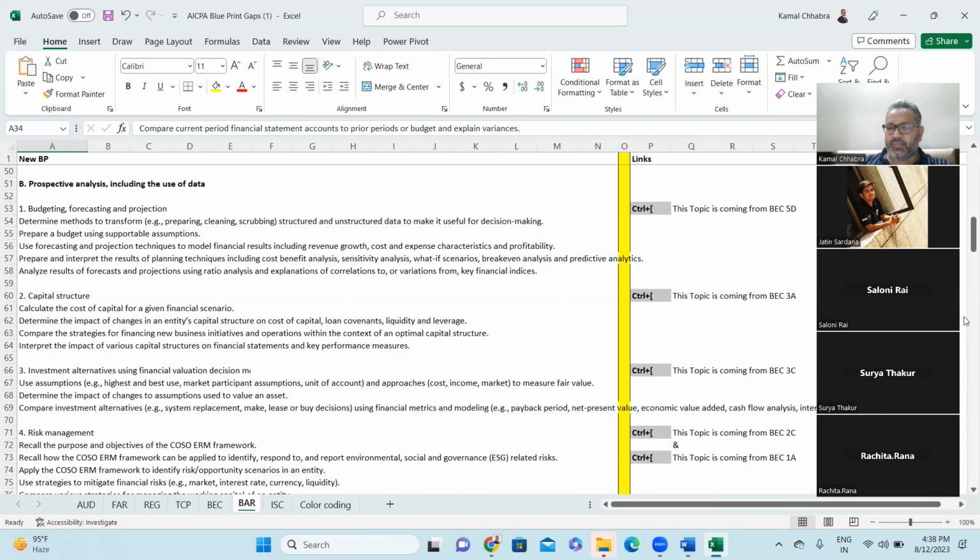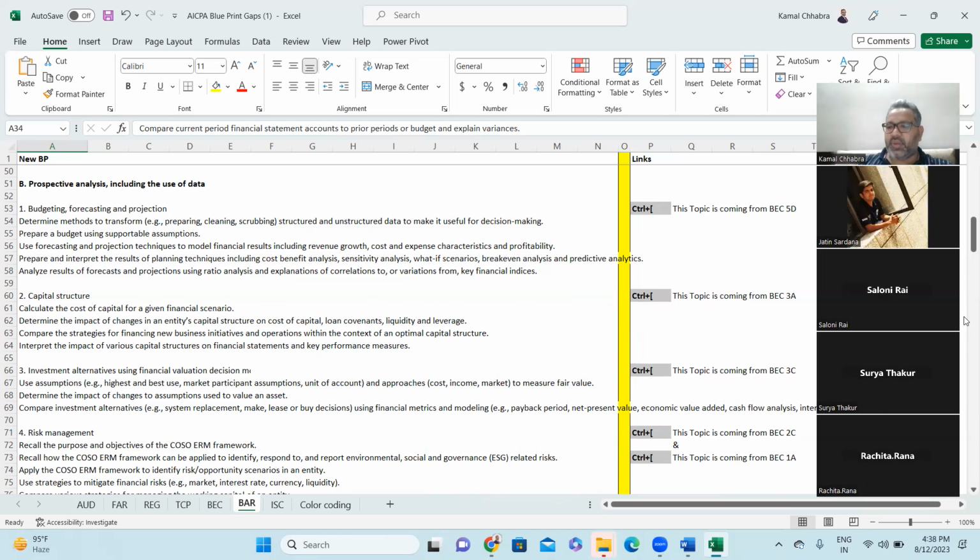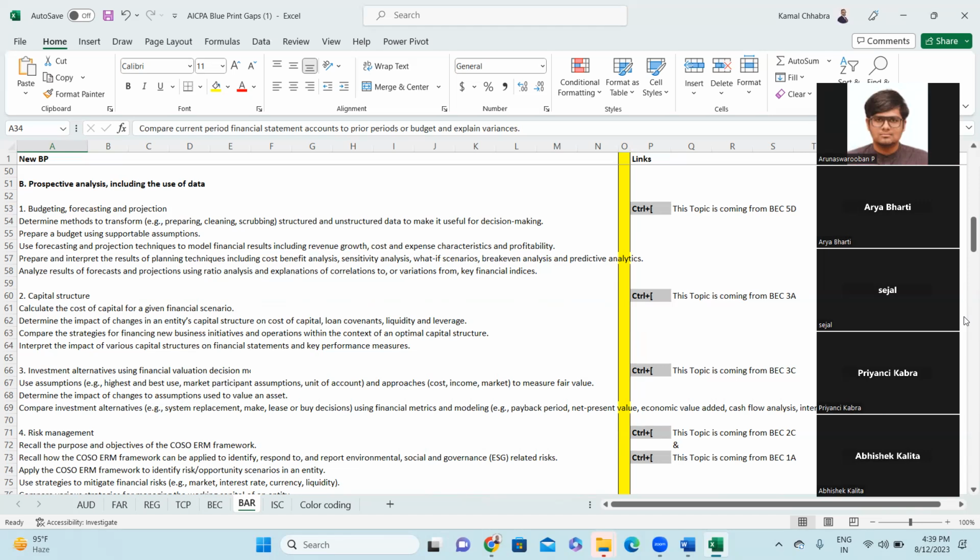Yeah, Surya. I see 2 thumbs up. Yeah, Rachita, Saloni, you guys have not used data analytics? Sejal, no. Anishi, partially only.